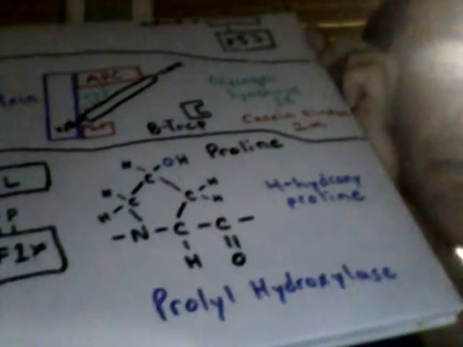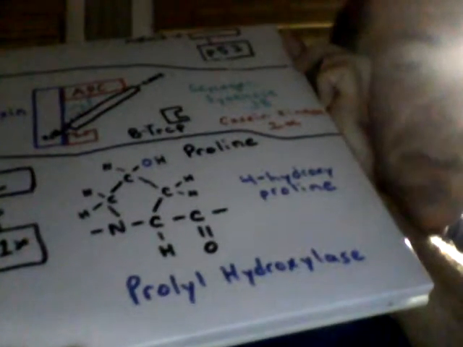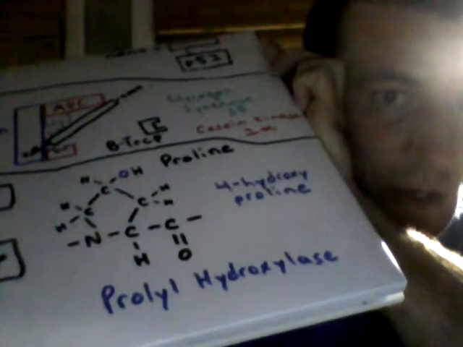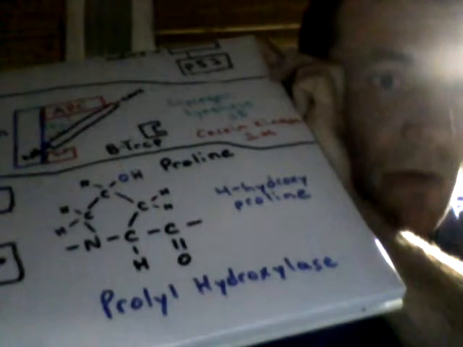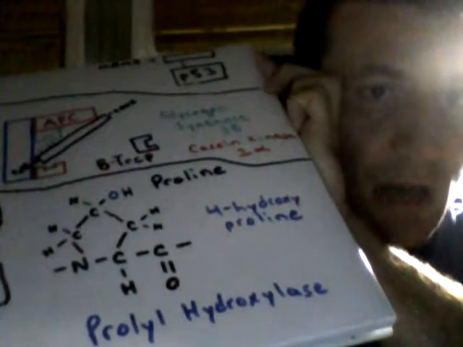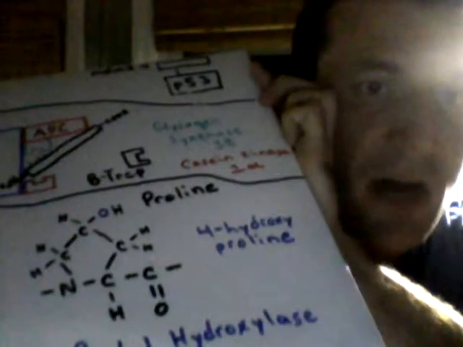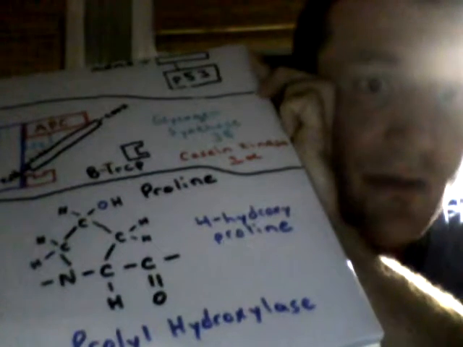If you look down here, an enzyme, when it's in normoxic conditions, which means there's enough oxygen, you want HIF1 alpha, or hypoxia inducible factor 1 alpha, destroyed. And prolyl hydroxylase will bring over a hydroxyl group and put it on the 4th carbon. So it'll take off a hydrogen and put a hydroxyl group onto the 4th carbon.